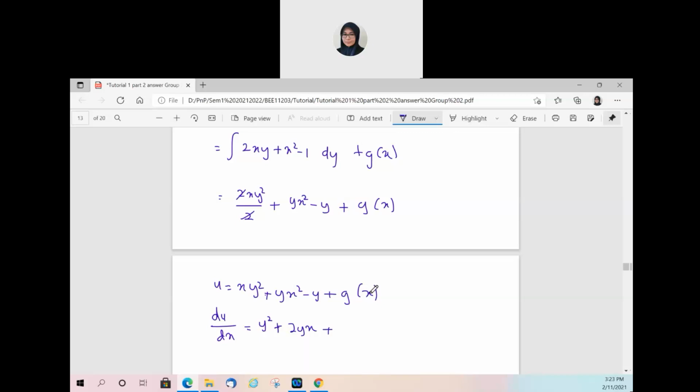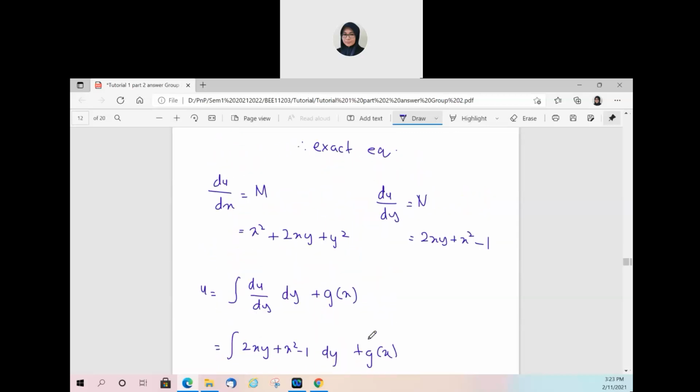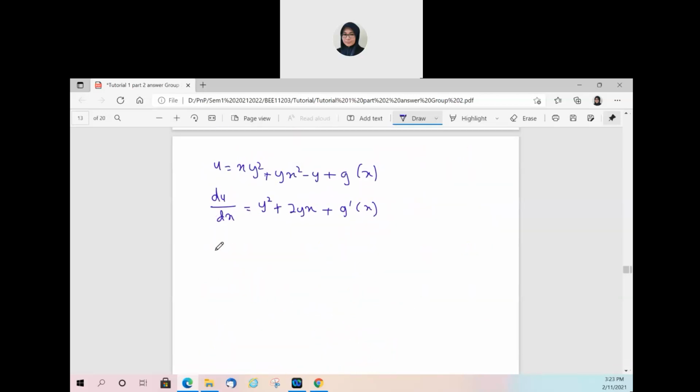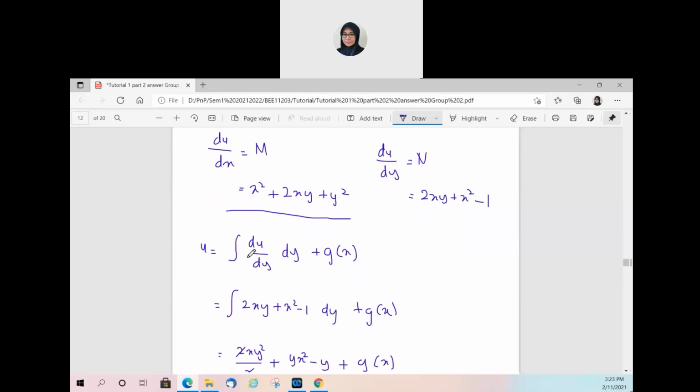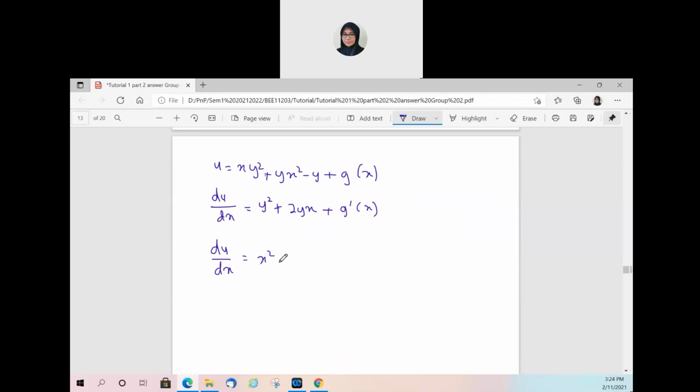Plus with g(x), you differentiate terhadap x, you get g prime x. So now we have du over dx. This one. Okay, we want to find g prime x. Then we have to compare with du over dx here. So du over dx kita ada equals to M, which equals x square plus 2xy plus y square.